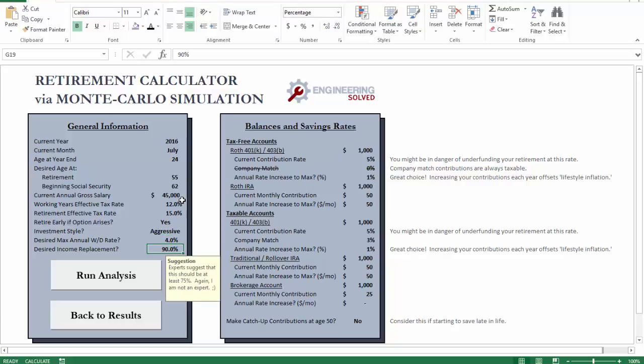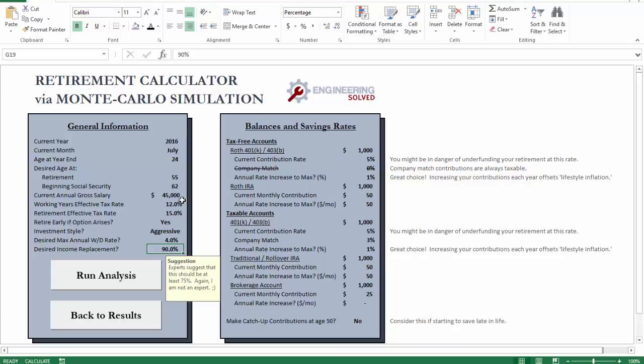And then your desired income replacement. So again, let's say you make $50,000 at retirement age, you want to take out 90% of that. So that would be $45,000 a year. The lower this value is, the worse it is. It's not a good word, but the worse it is.